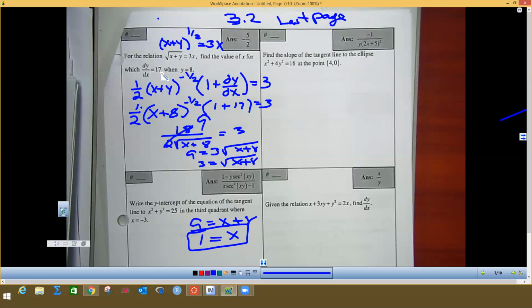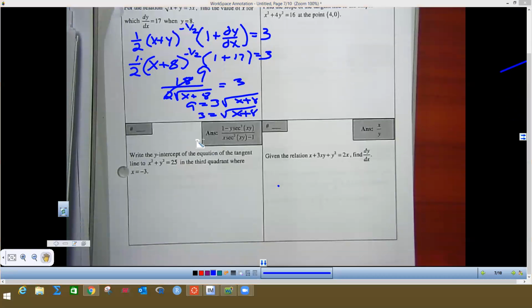And then the bottom left one. Write the y-intercept form. Now this one, you do have to go ahead and finish after you do point slope form. Write the y-intercept equation of the tangent to this function in the third quadrant where x is -3. So what two things do you need every time you find a tangent line? Point, slope. So I'm going to find a point.